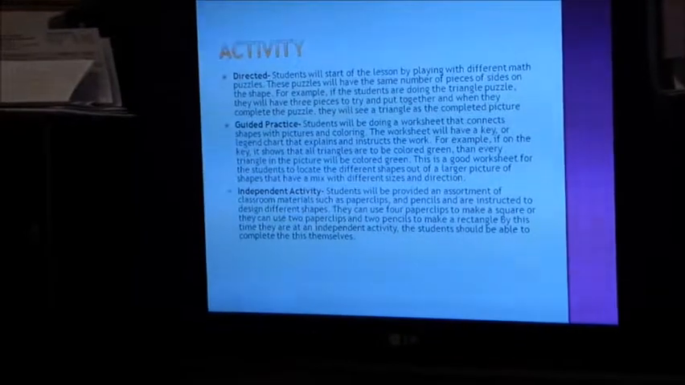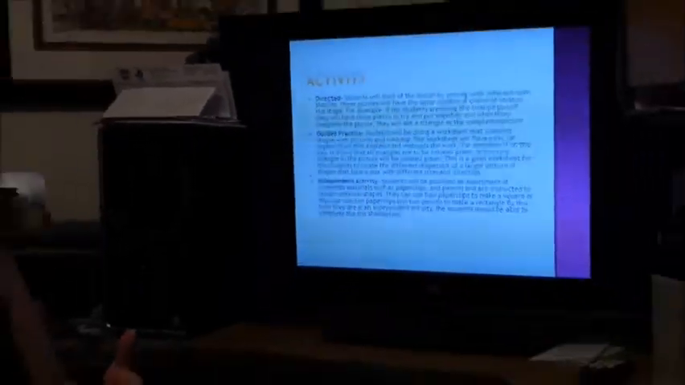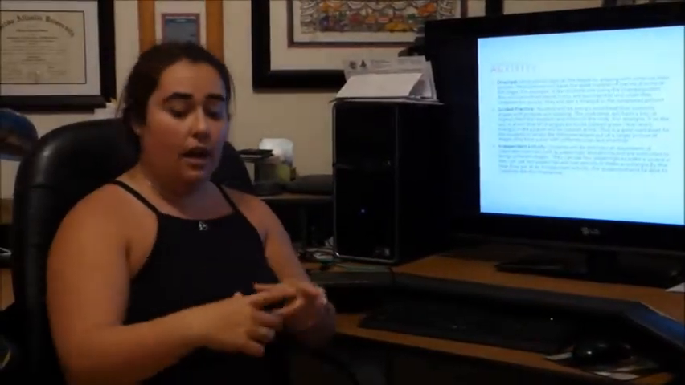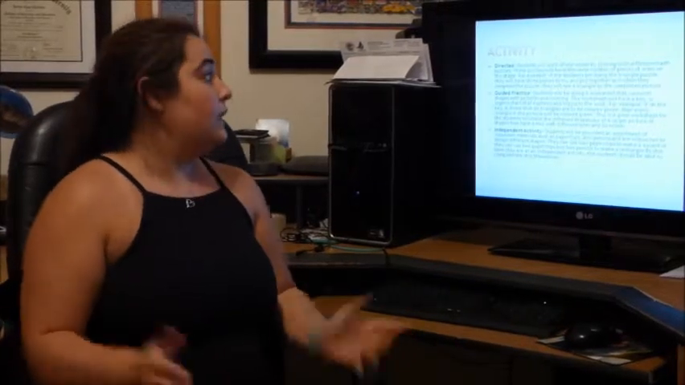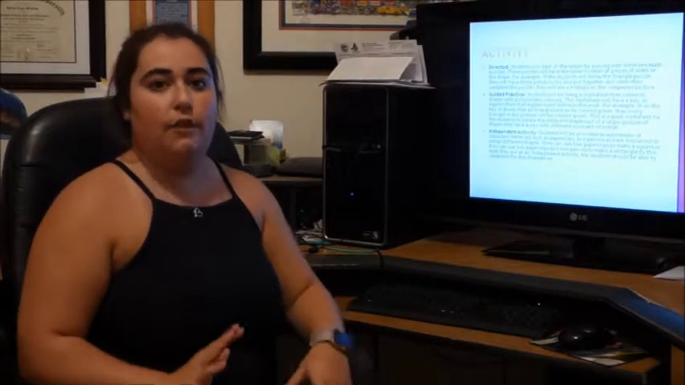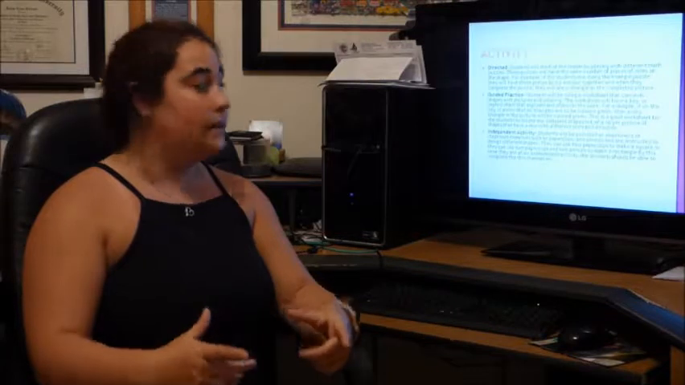For their main activity, the students are going to be playing with different puzzles. Say for a triangle puzzle, they'd have 3 pieces. They'd have each corner and put them together to make the triangle. Then they would see 3 pieces equals a triangle, which has 3 sides. For a circle, it would be a little different. They would just have to match the pieces. There would be no straight ends. They would all be curved ends.